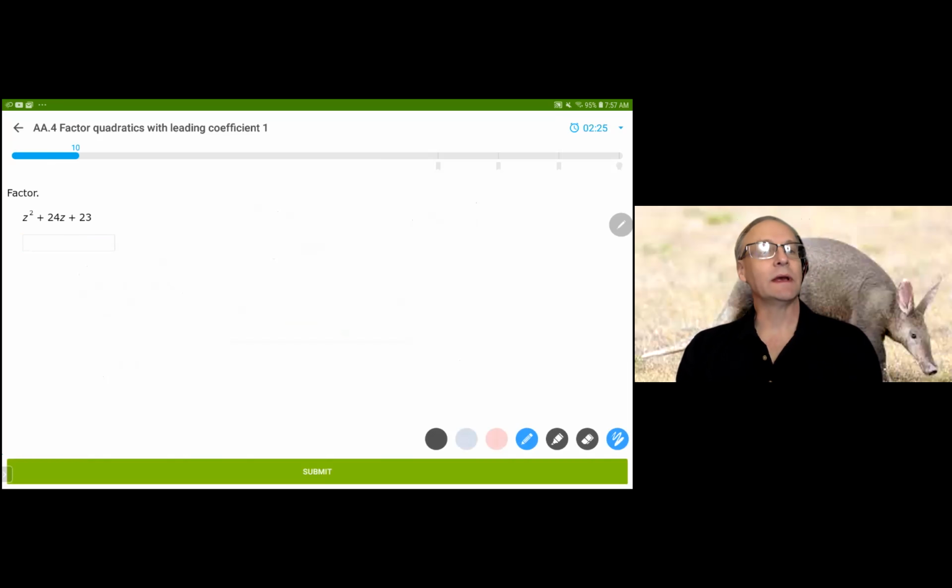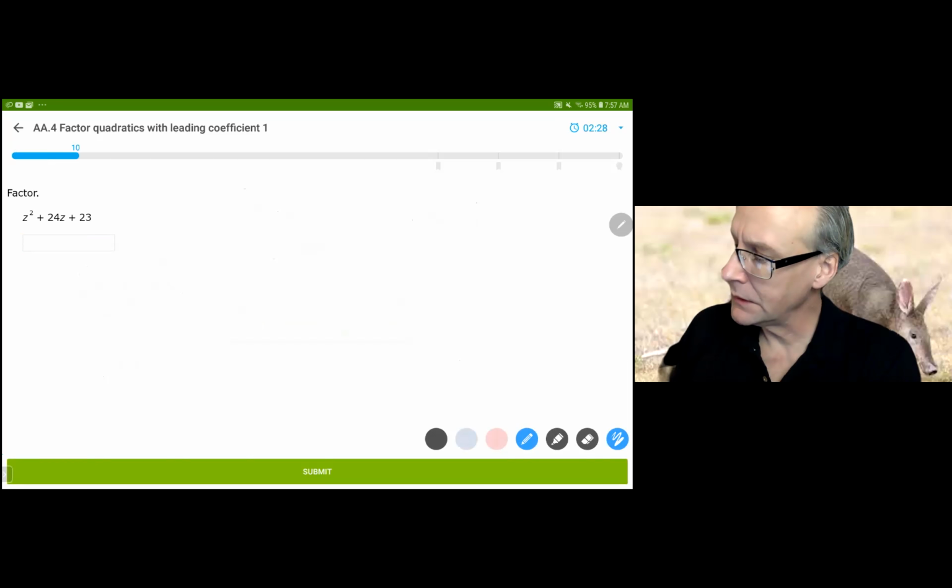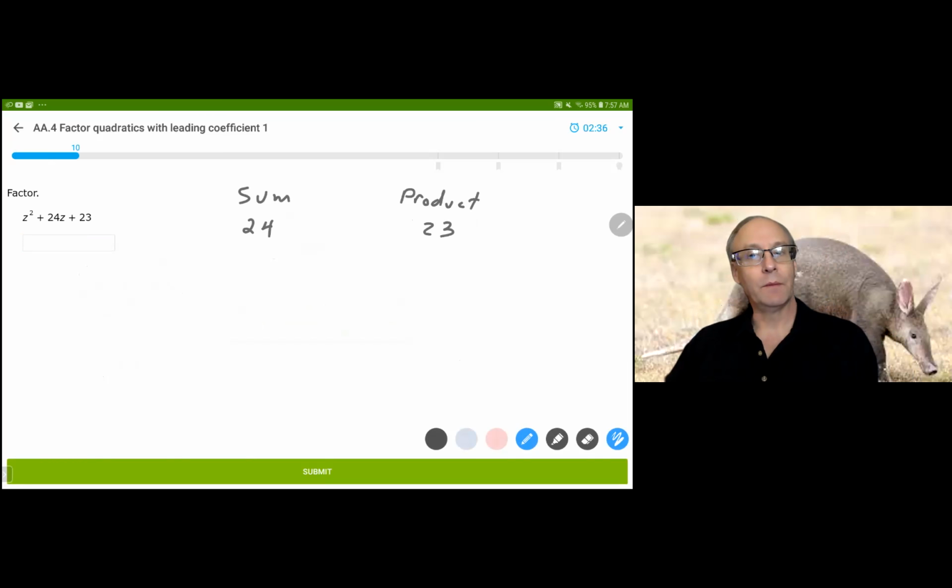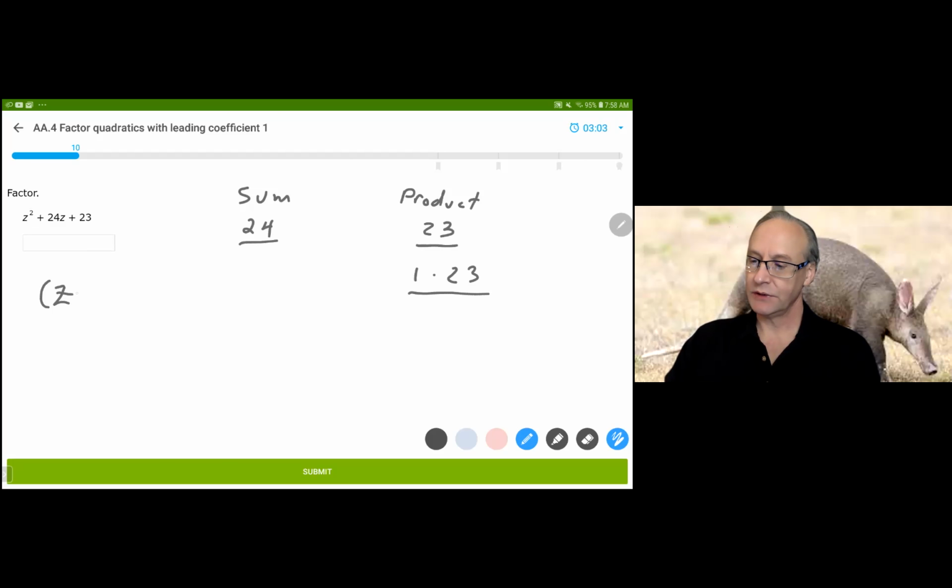So this time, let's see what we got. This time we have a sum of 24 and a product of 23. Now, one of the best ways of doing this is to look at the factors of this last term. And this is a prime number, which means there's only one way to multiply two numbers together and get a product of 23. And that's 1 times 23. And if you add these numbers, do you get 24? We sure do, don't we? So we're looking at z plus 23 times z plus 1.